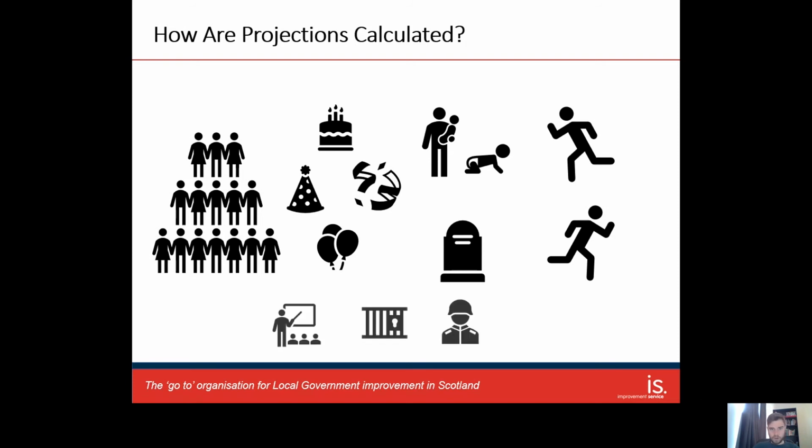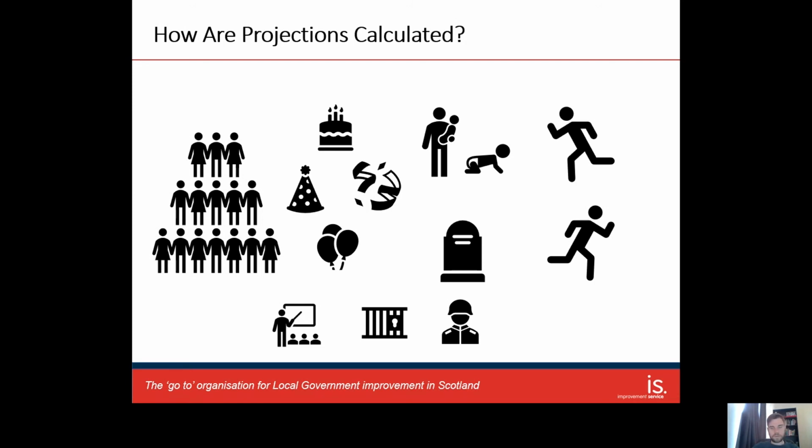There are also a group of what are called special populations. These are students, usually university students, prisoners, and armed forces. Of course, these groups all have births, they die, they might move around potentially, but they do act slightly differently from the general population. And so usually what happens is these groups are taken out at the beginning of this process and then added back in.